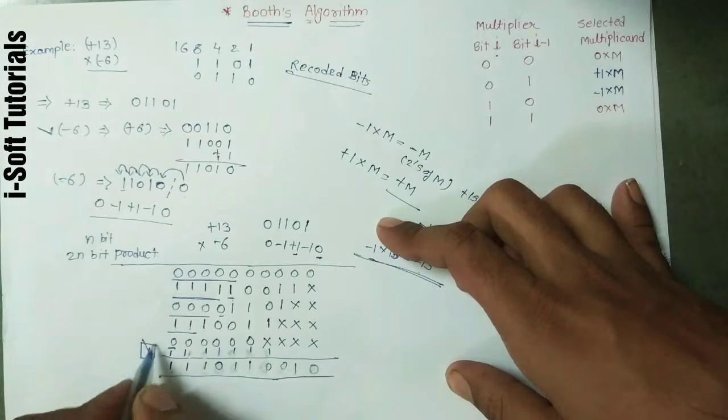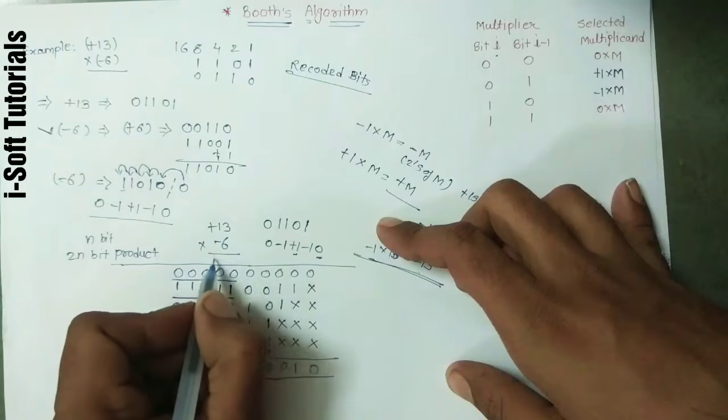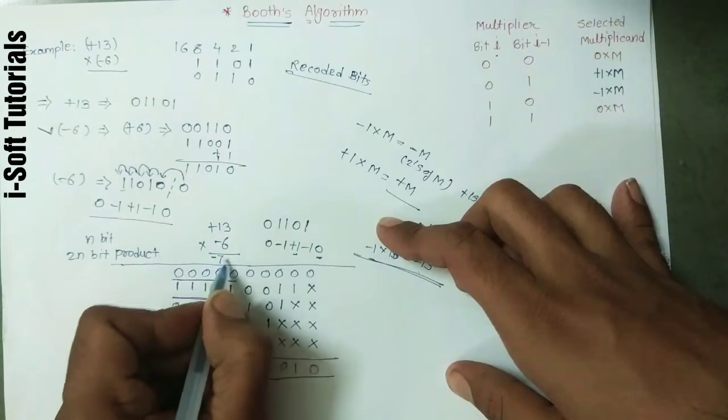So we will discard this carry because we want a 2n-bit product. That means for our example 2n equals 10, so these are 10 bits: 3 plus 3 is 6, plus 3 is 9, plus 1 is 10. We check this sign bit, so it is minus, that is a negative number. So if you perform the multiplication you will get minus 78.